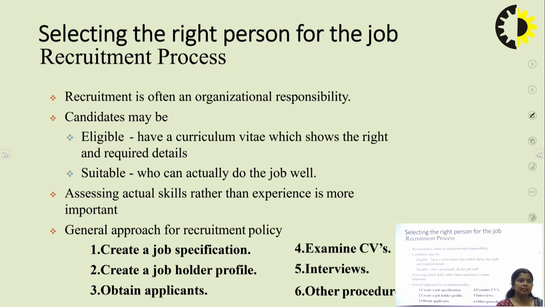The next thing is to create a job holder profile. The job holder profile says what the desired qualification is, what the actual qualification needed is, what experience should be there, what the age criteria are, and different criteria will be set out by the project manager or by the organization, and that job holder profile will be advertised in the job specification. The third step is to obtain the applicants. Whenever the advertisement is published, many people who need that job send their applications.